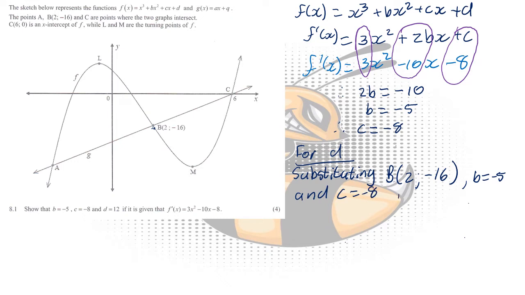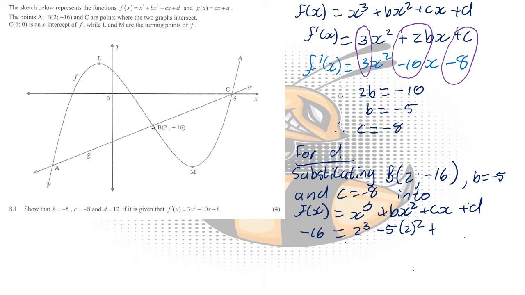So into f of x, which is equal to x cubed plus bx squared plus cx plus d. So then f of x, which is just y, would be minus 16 equals, x is 2, so 2 cubed plus, well, b in this case would be minus 5 times 2 squared plus, well, c is minus 8, so minus 8 times 2 plus d.